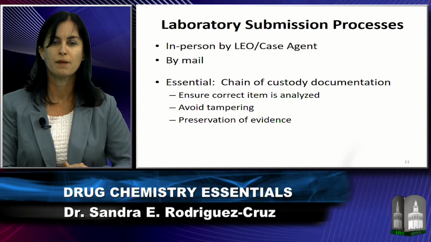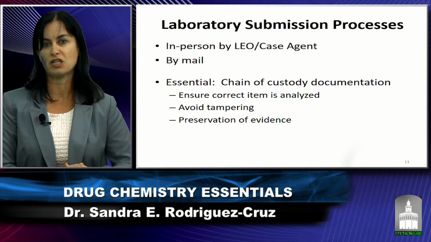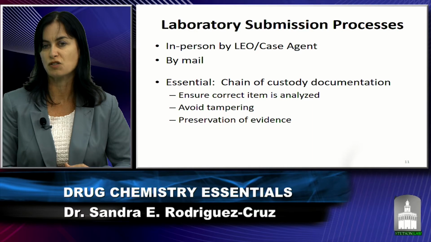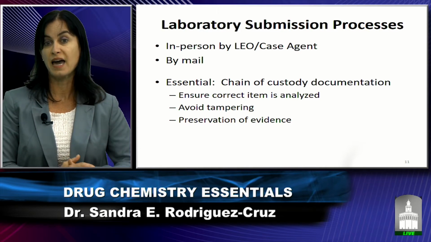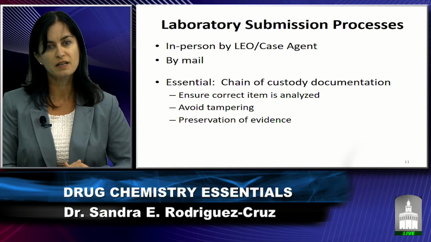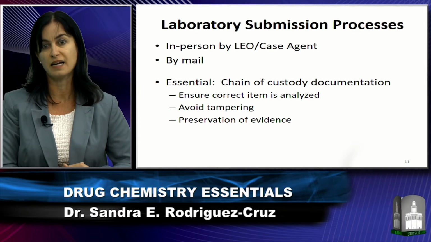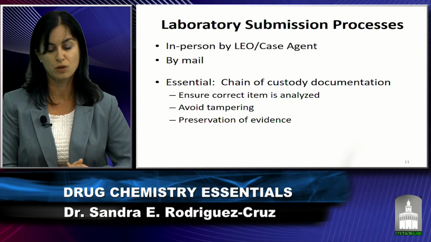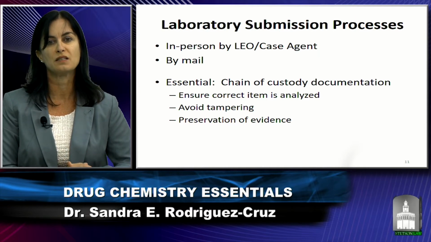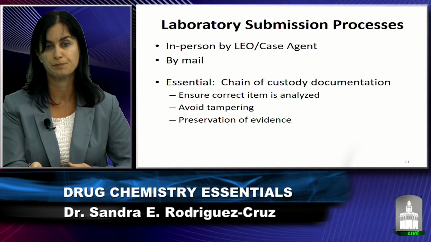to deliver the evidence. But there are some things that are absolutely essential during the laboratory submission process because they ensure chain of custody, and that should be chain of custody documentation. Everything that comes into the laboratory should always be accompanied by a piece of paper that specifies what the evidence was about and where it was obtained, to ensure that the correct item is being analyzed. Documentation also ensures that tampering is avoided, and preservation of the evidence is very important from the moment it was seized until the moment it is disposed of by the laboratory.